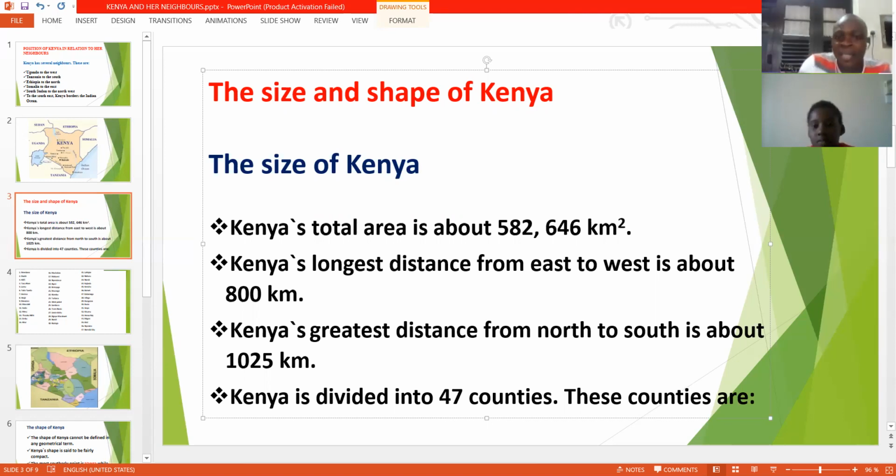And Kenya's longest distance from east to west is 800 kilometers. And also north to south is about 1,025 kilometers. Remember, that is just an approximation and not exact. And we are told that Kenya is divided into 47 counties, which we are going to see. So before that, I want you to write these measurements which are on the screen. So just write the notes. Okay. You go to the counties.